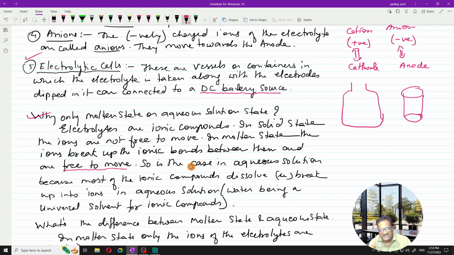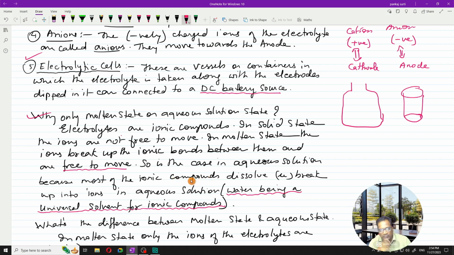Now why water? Because water is a universal solvent for ionic compounds. Most of the ionic compounds will nicely dissolve in water, and when the ionic compound dissolves in water, what will happen? Automatically the ions will be separated out. The ionic bond will again be broken and the two ions will be separated out, and they will again be able to move because they are free.